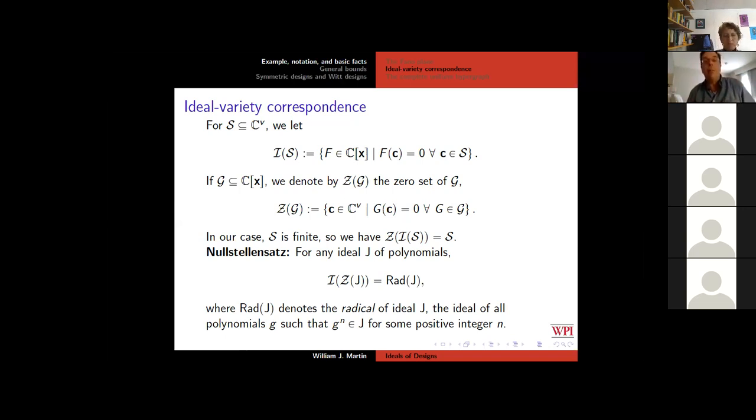So the standard example is if I take just single variable polynomials over the reals and I take the ideal generated by x squared, the only real point where that vanishes is the real number zero. But if I take all the polynomials that vanish at zero, I also get x. So the ideal generated by x is the ideal of that single point, because x squared belongs to my ideal generated by x squared. Is that clear?